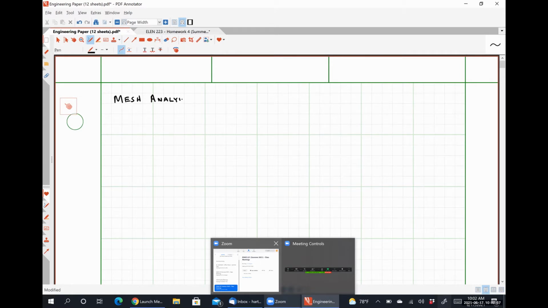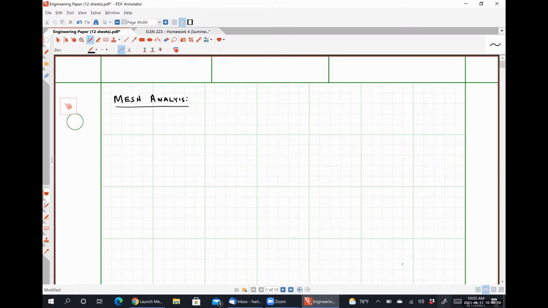Mesh analysis is typically the circuit analysis method that most students prefer. I think it's because the math is just a hair easier. So let's start with the following circuit.